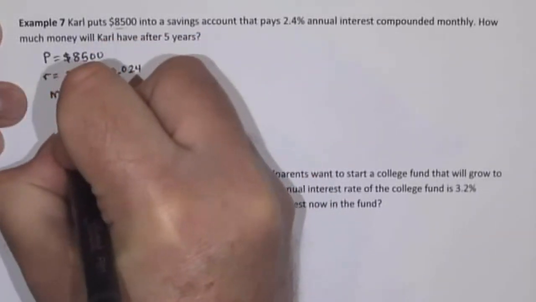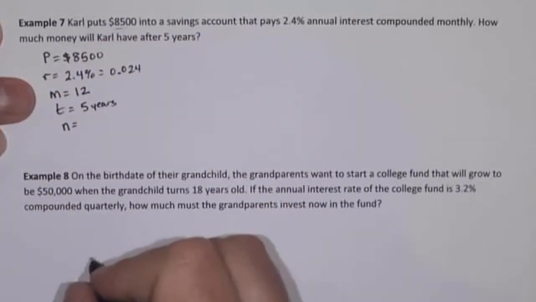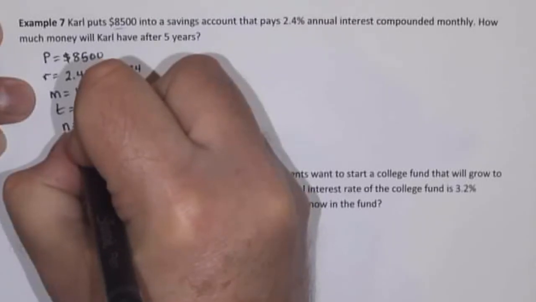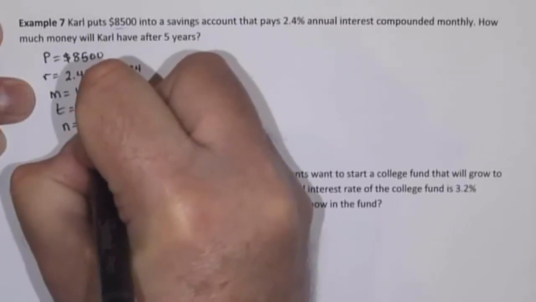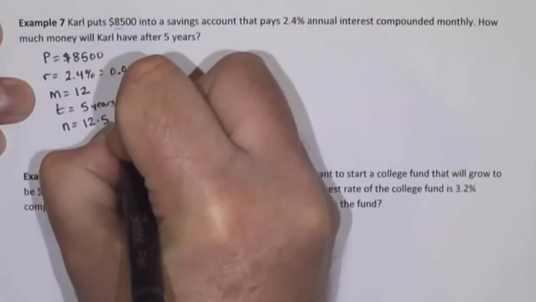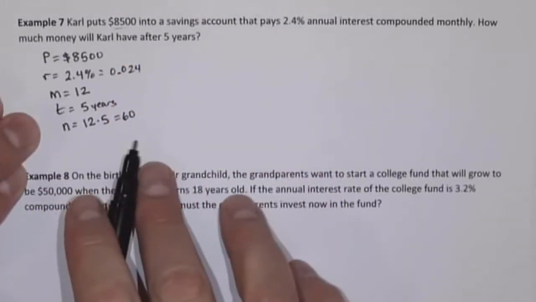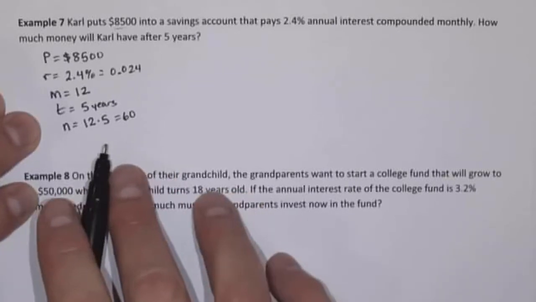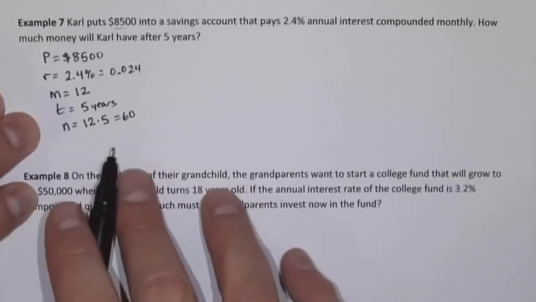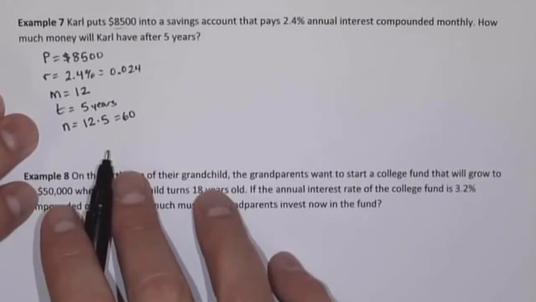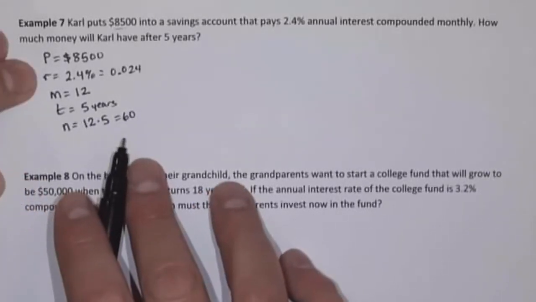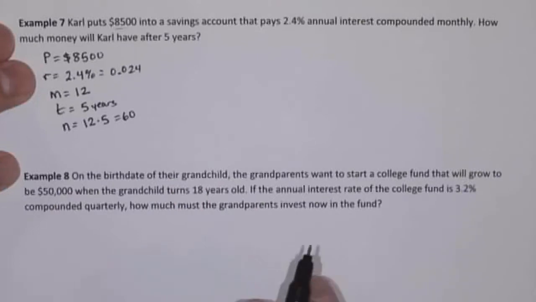And so that means the number of times that we're going to do the computation will be M times T, so that's going to be 12 times 5, which is going to be 60. So N's going to be 60. That's the number of computations we would have to go through. That would definitely be no fun to do the same way that we did examples 5 and 6 in the previous video. We wouldn't want to do that, so this formula is going to come in handy.